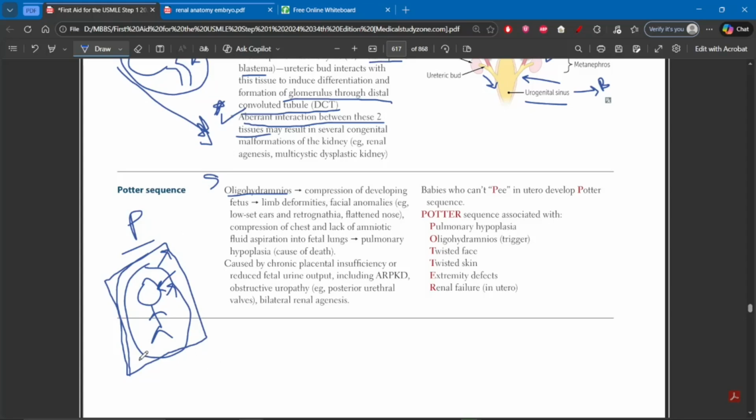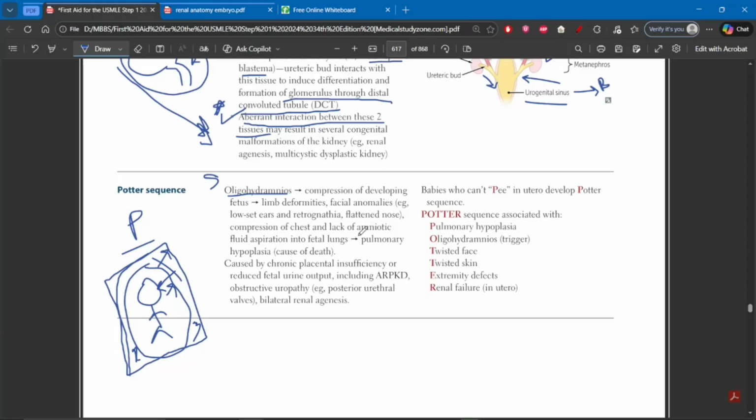The fluid in between that is present over here is supposed to cushion the fetus. So it is supposed to neutralize this force that is being exerted from the fetus and from the surrounding tissues. Due to there being an absence or a deficiency of amniotic fluid, the compression is not neutralized, which results in limb deformities and facial abnormalities. What abnormalities can occur? Low set ears, retrognathia, which is basically underdevelopment of the jaw, flattened nose.